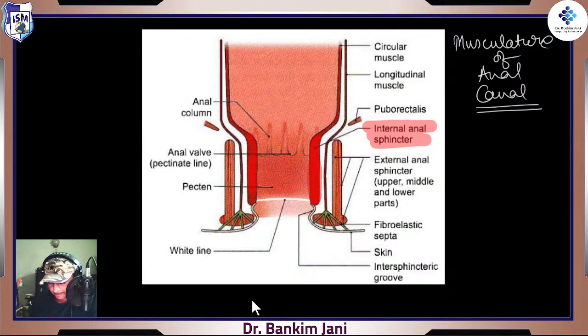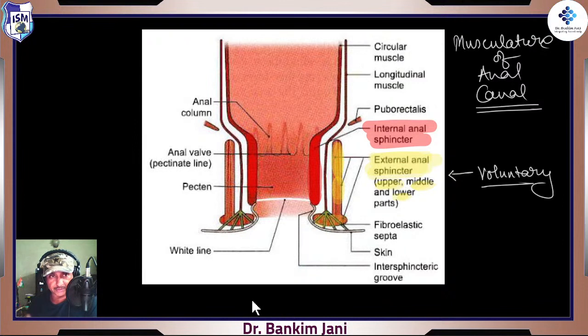There comes the external anal sphincter. Now, this external anal sphincter has an upper, middle, and lower part. This external anal sphincter is voluntary, and that's why it goes beyond the internal anal sphincter. So even if the internal anal sphincter is open, this voluntary external one should open for the process of defecation.